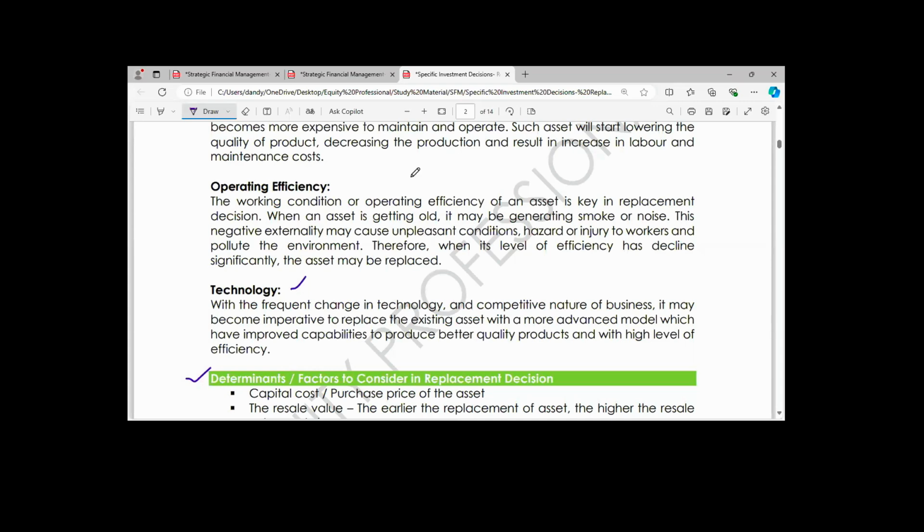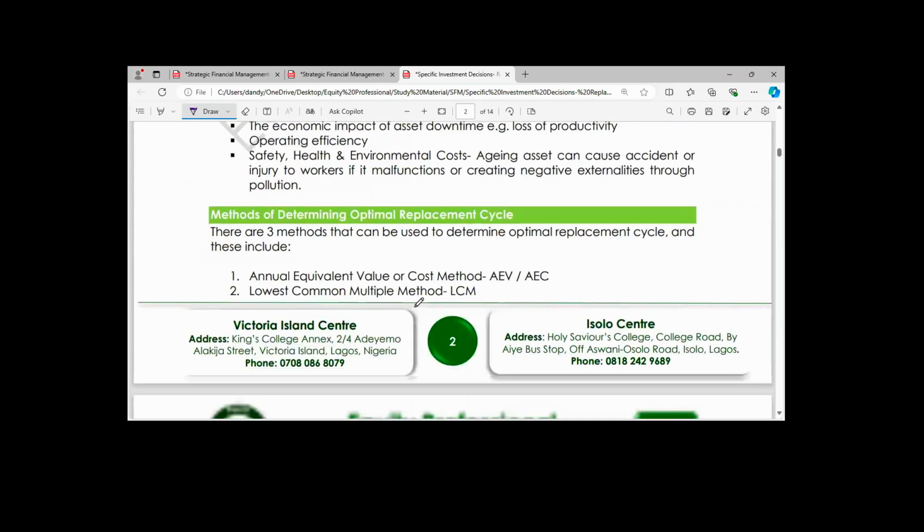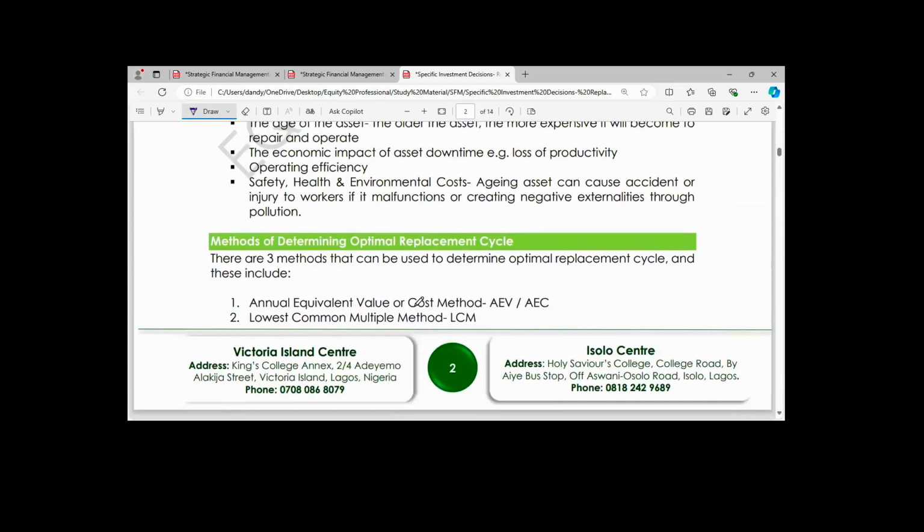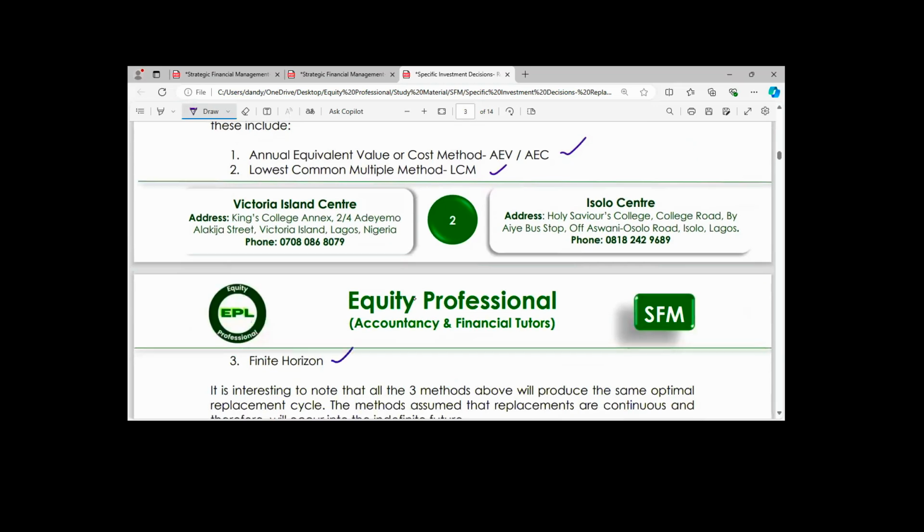Let's talk about methods of determining optimal replacement strategy. There are 3 methods of determining optimal replacement strategy, including annual equivalent value or cost method, lowest common multiple method, and finite horizon. The finite horizon is not part of your syllabus, and it is used when there is inflation. When you have inflation, the best method to use is finite horizon. And mostly, it has been condemned. It's no more in use.